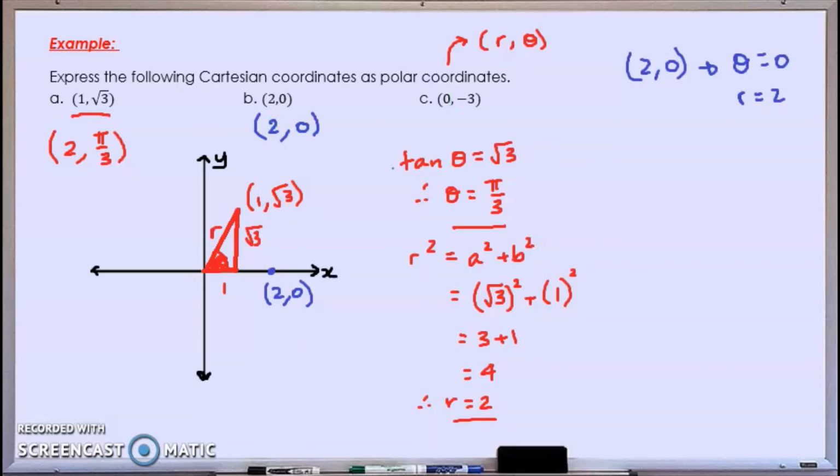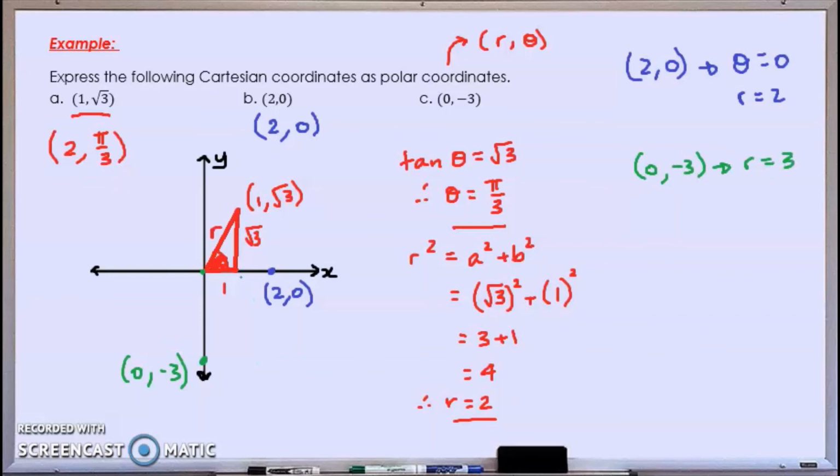For the third point, which is 0 and negative 3, we're looking at a point down here. In this case, I can do one of two things, and this is where we keep in mind that polar coordinates are not unique. There might be a certain number of coordinates that you could use to describe the same point. Here again, we can see the distance from the origin is 3. So for the point 0 and negative 3, we know that r equals 3.